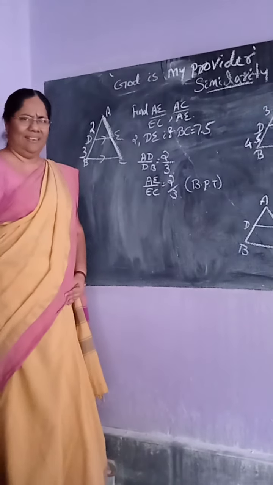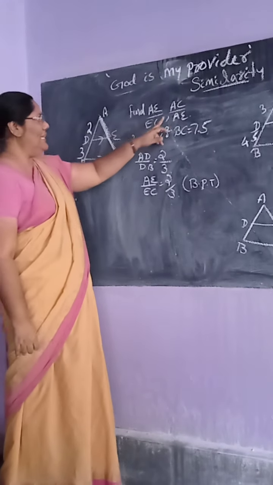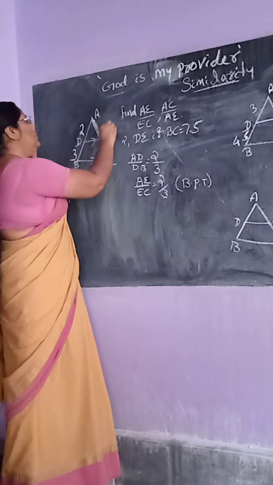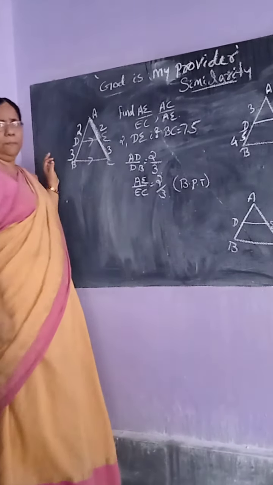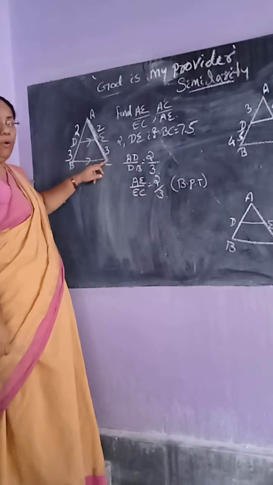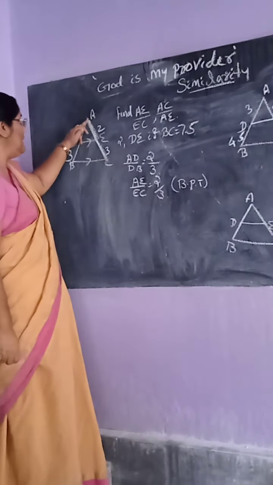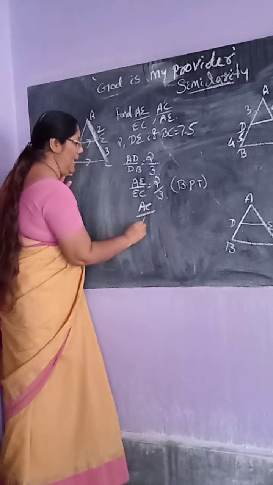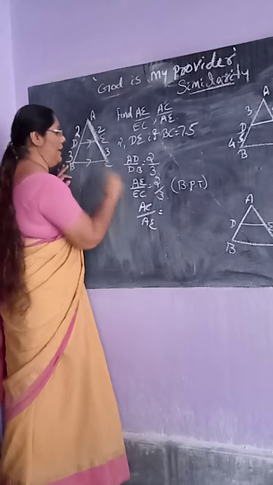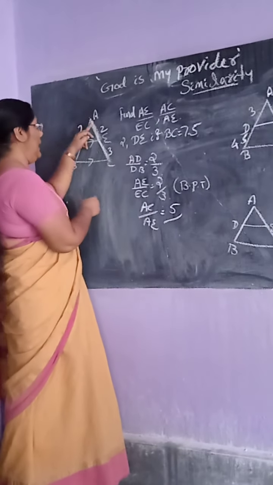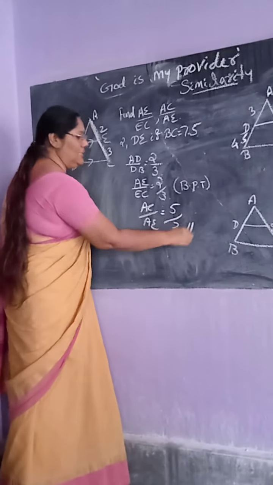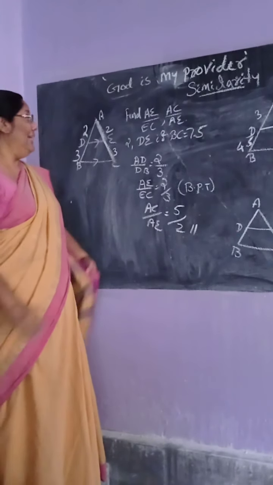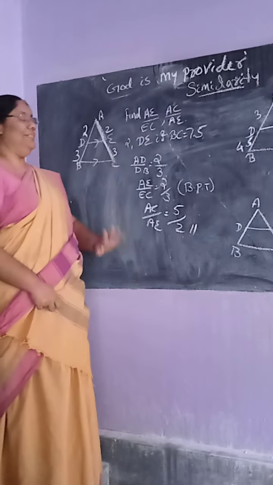Very simple, isn't it? Then what's the next part? AC. Can you say what is AC? This is 2 and this is 3. How can you obtain AC? AC means AE plus EC. Therefore write this: AC by AE is 2 plus 3, 5 by AE. AE is 2. Therefore the answer is 5 by 2. Finished.